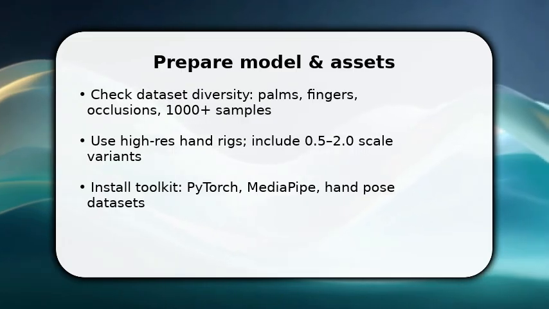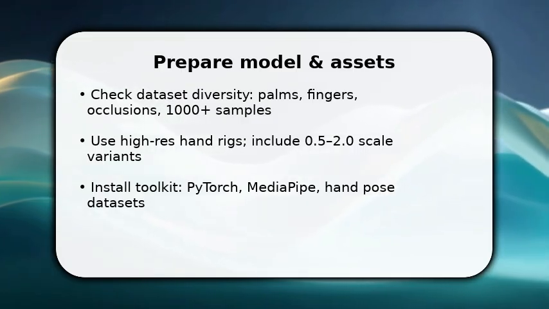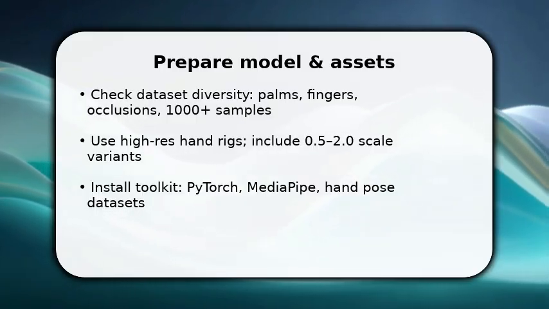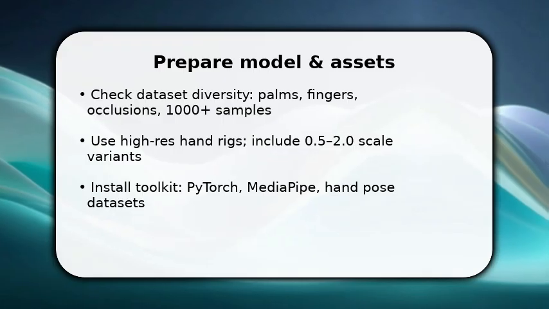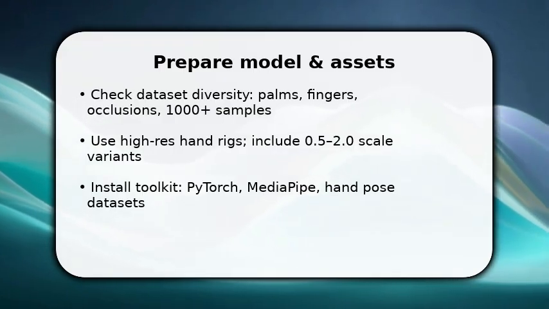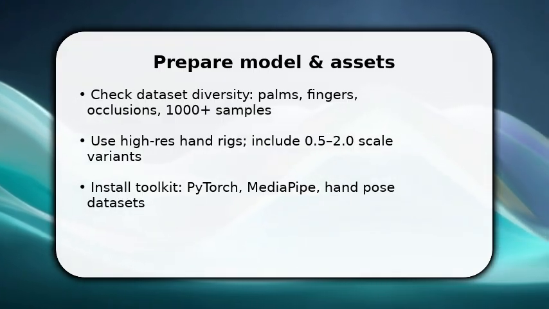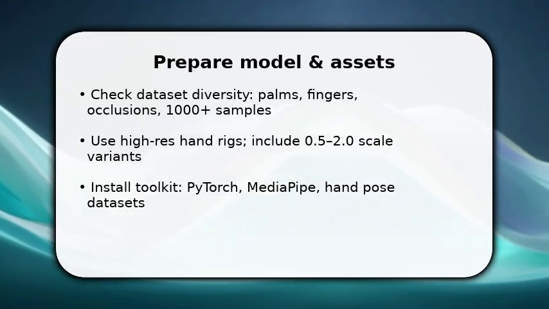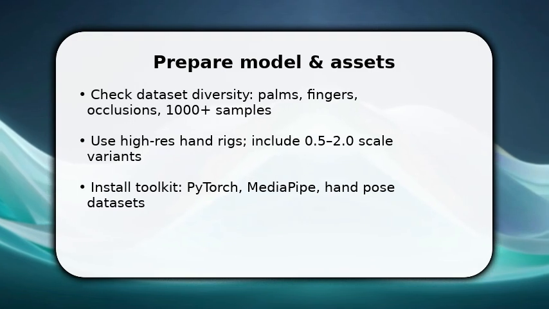Once done, prepare high-resolution rigs and consistent joint naming. Make sure dependencies like PyTorch and MediaPipe are installed and match the model version. Then run a quick validation pass on 50 samples to catch gross labeling errors. This first pass gives you confidence to proceed into targeted corrections.